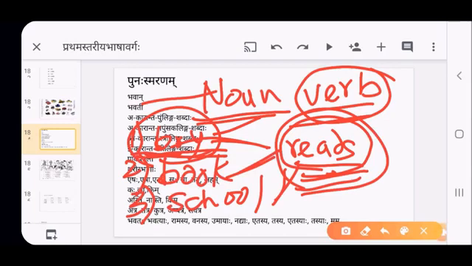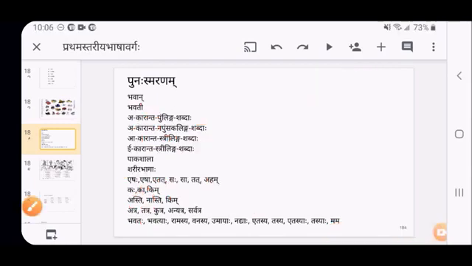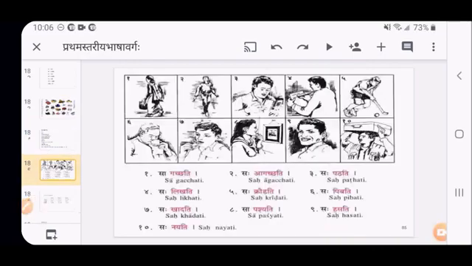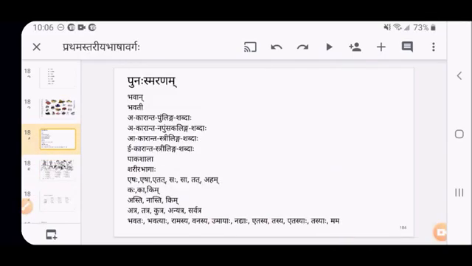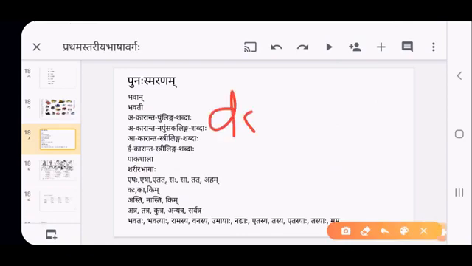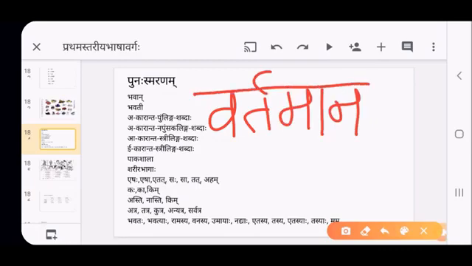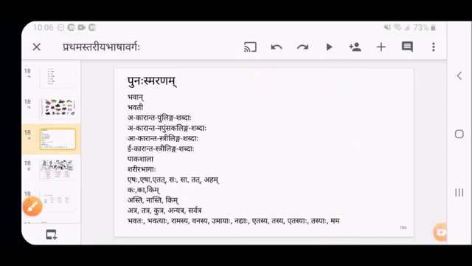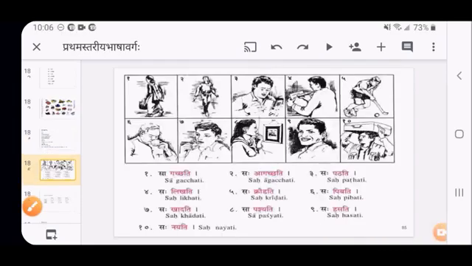Very simple present tense. What is the present tense called in Sanskritam? It is called Vartamana Kala. Vartamana Kala means present tense. So here there are a few examples, with a picture. The first one is number one here.